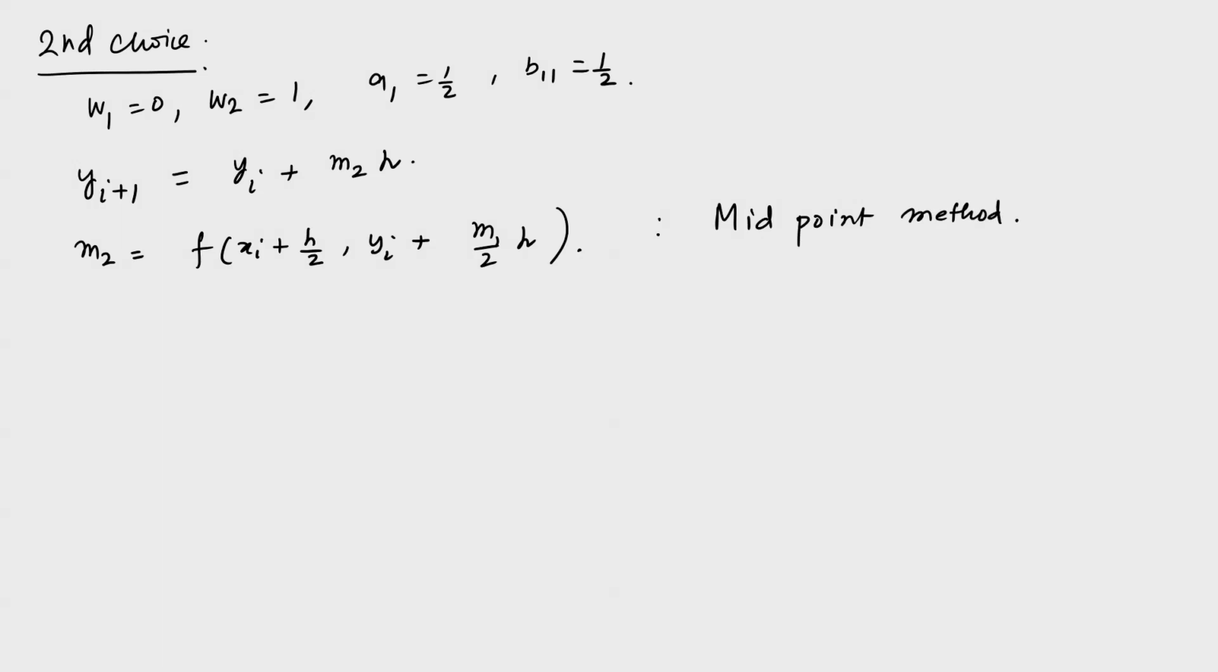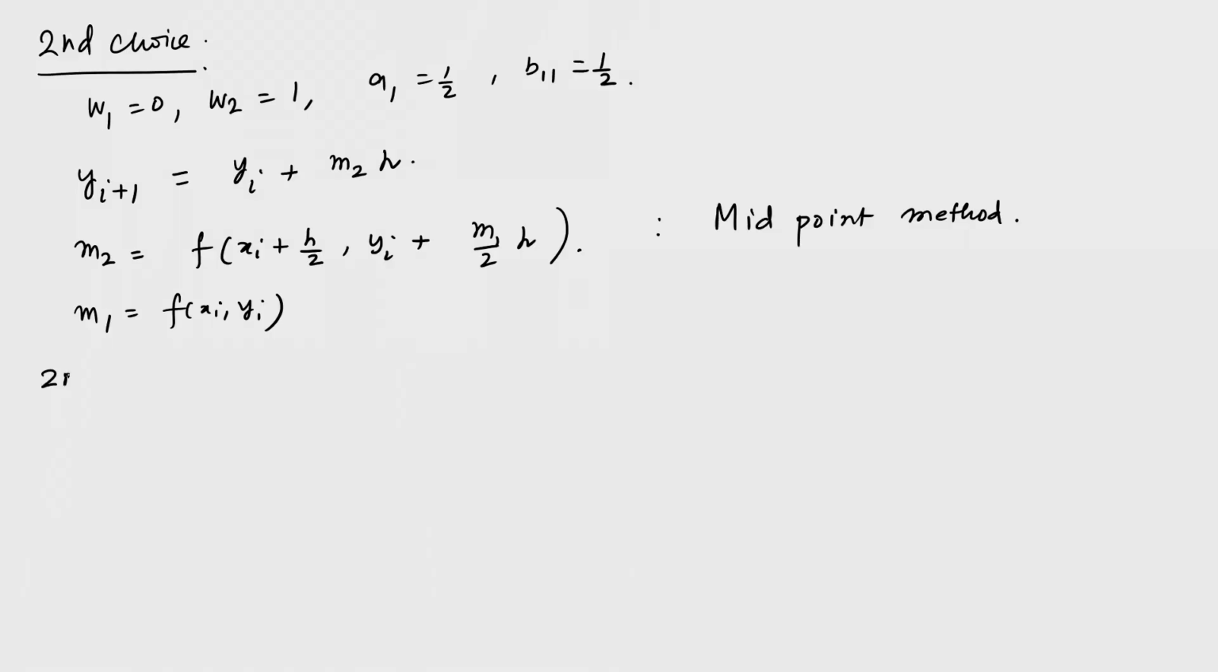So, we directly calculate a slope m2, with m1 being equal to f(x_i, y_i). So, by calculating the slope at the midpoint, we iterate the solution. So, we do not need to calculate it at the two extremities, we only calculate at the midpoint, but for knowing the midpoint we need the 2 points at the extremities and so on. Let us take a third choice here itself.